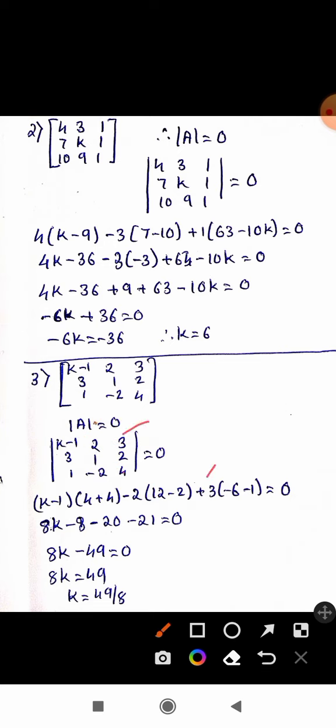3, close row and column. Minus 2 into 3 is minus 6. 1 into 1 is 1. Take minus 1. Now solving the bracket we will get 8k minus 8 minus 20 minus 21 is equal to 0. So 8k minus 49 is equal to 0. So k is equal to 49 by 8.